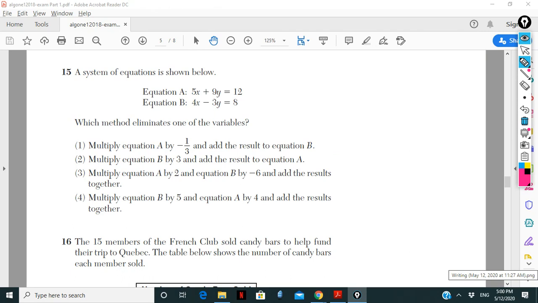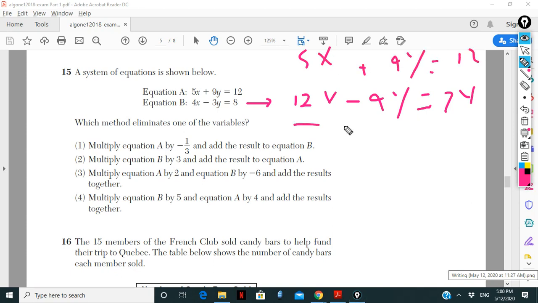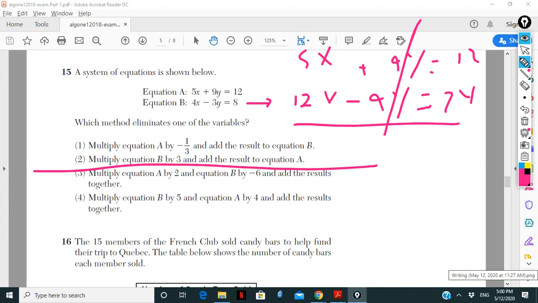Multiply equation B by 3 and add the result. So I'm going to multiply here by 3. So it's giving me 12x minus 9y equal to 24, and 5x plus 9y equal to 12. And when I add, the y's cancel, so the answer is 2.